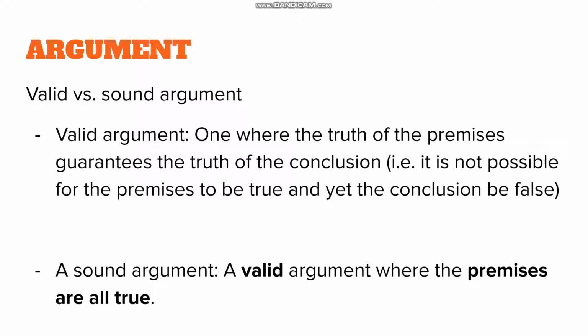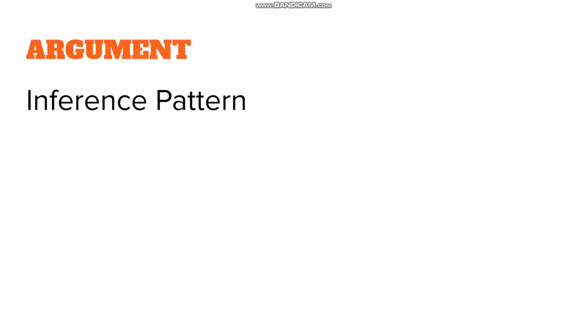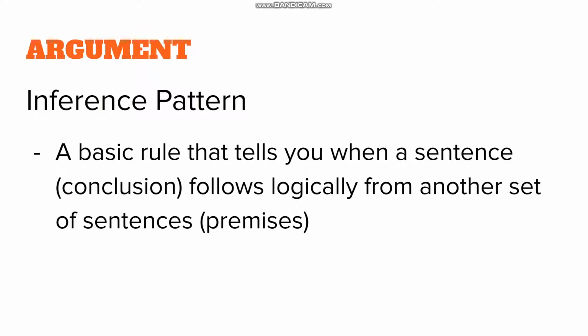A valid argument is an argument where if the premises are true, then the conclusion has to be true as well. On the other hand, a sound argument is an argument that is valid and has true premises. The goal of this course is to be able to present valid arguments. And an easy way to do that is to make your argument fit an inference pattern, which is a rule that tells you when the conclusion follows logically from the premises.